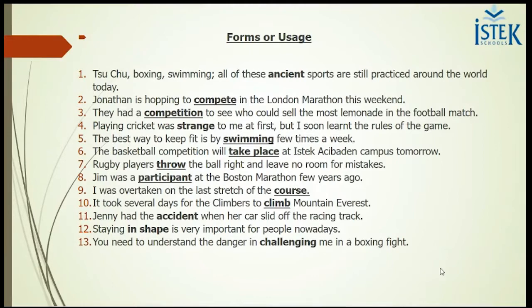The tenth, it took several days for the climbers to climb Mount Everest. The 11th, Janine had an accident when her car slid off the racing track. The 12th, staying in shape is very important for people nowadays. And the 13th, you need to understand the danger in challenging me in a boxing fight.